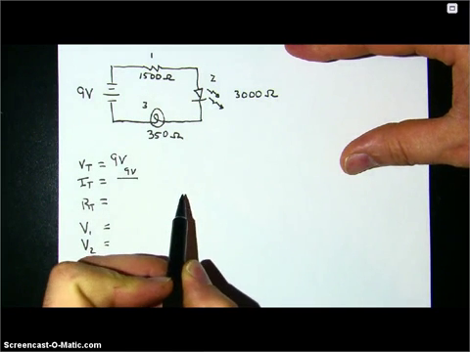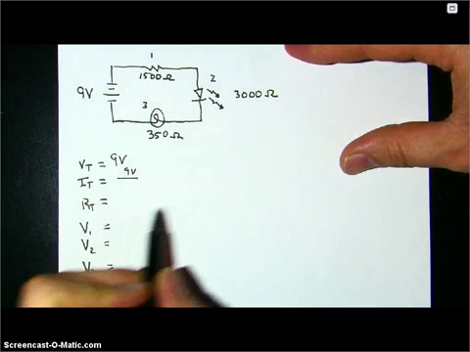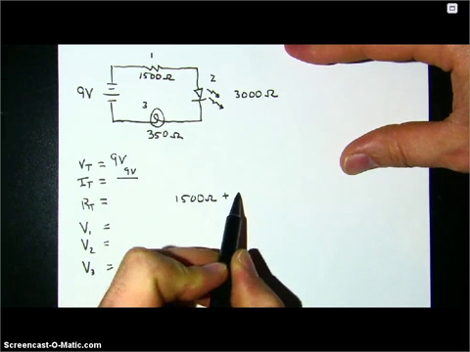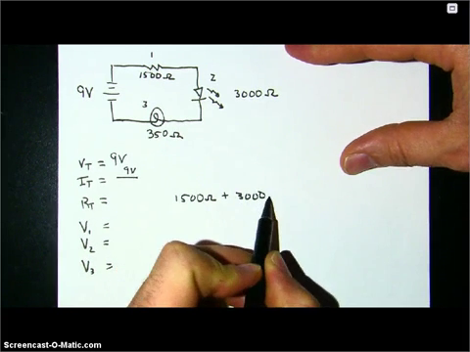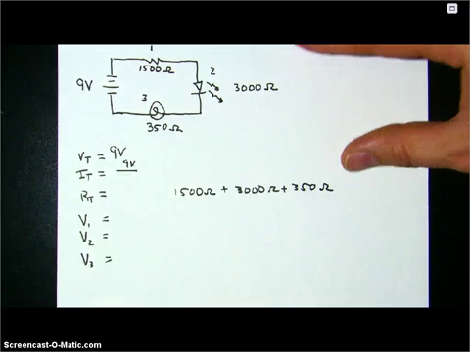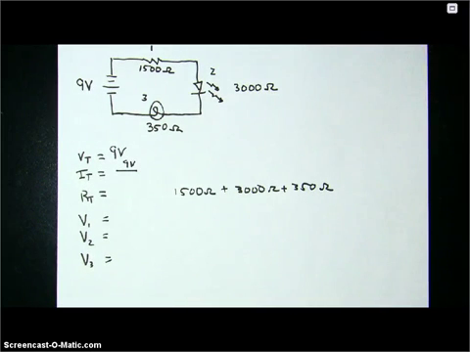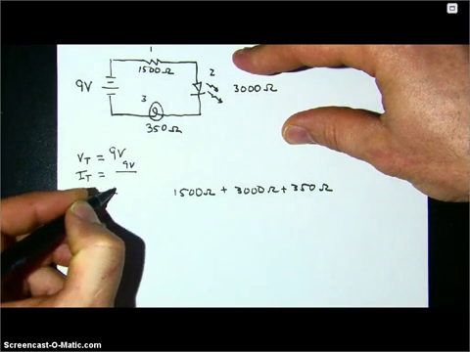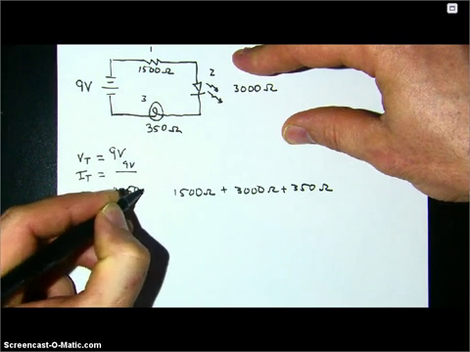In a series circuit, it's really easy. You just add them together. So my first one is 1500 ohms. My second one is 3000 ohms. And then my fourth one is 350 ohms. And I get a total here of what? Yeah, 4,850 ohms is my RT.